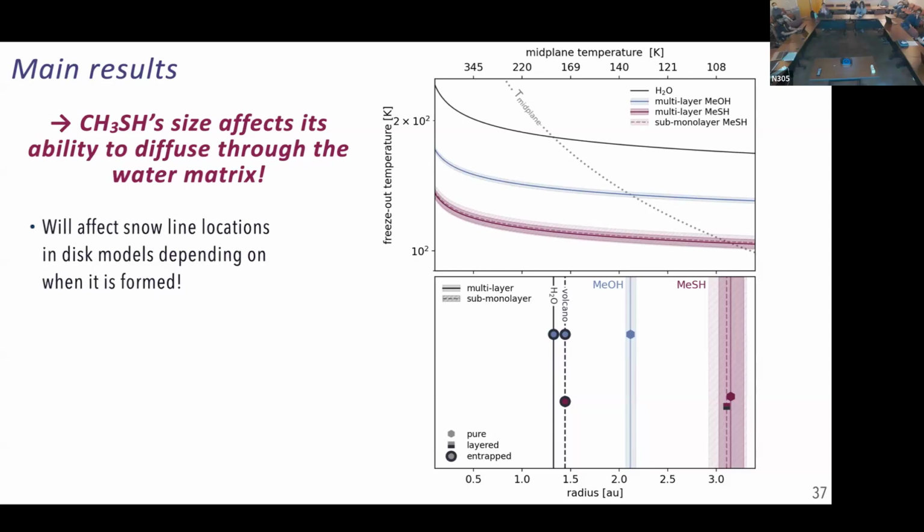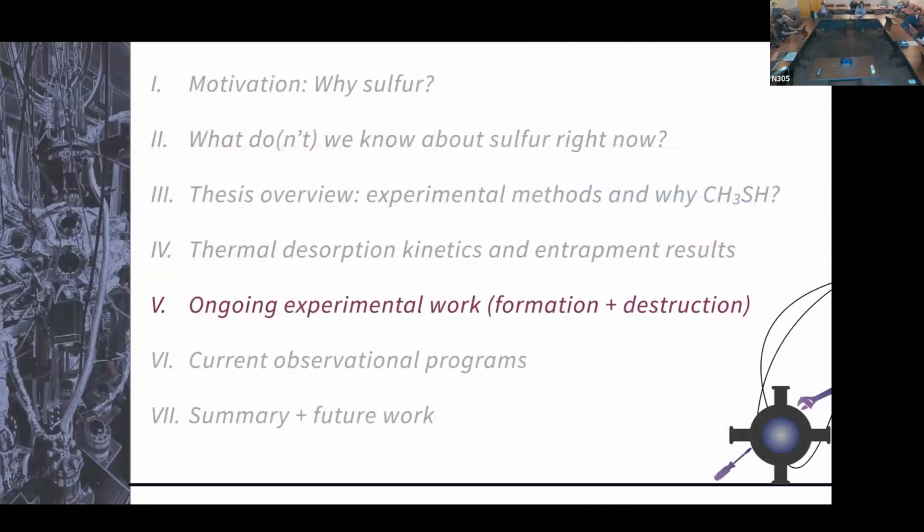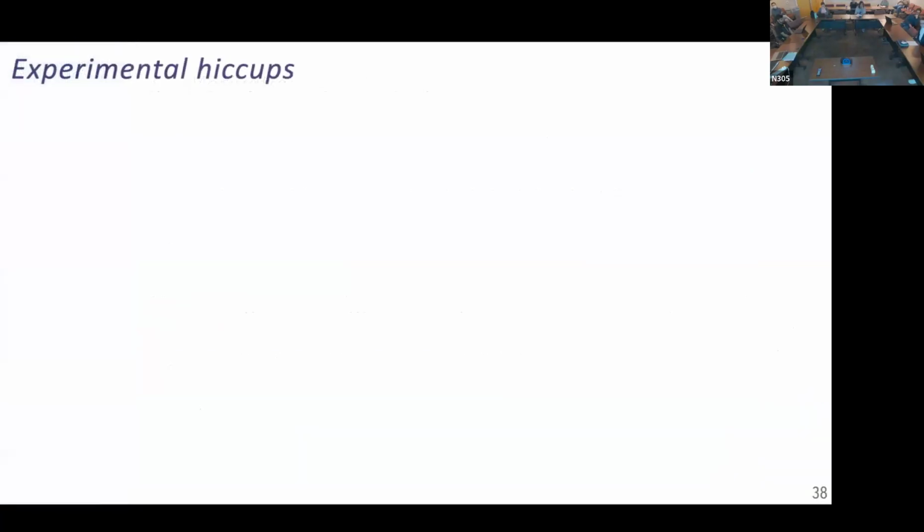So basically, it'll affect the snowline locations and disk models based on when it's formed. And one of the things we want to check is, can this extend to larger molecules? So ongoing experimental work is formation and destruction. And I wanted to highlight why a lot of sulfur experiments have not worked before.